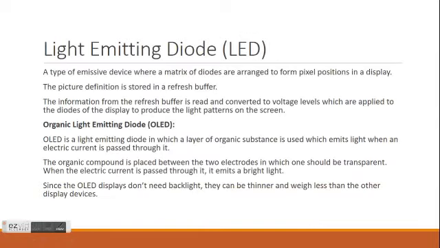The light-emitting diode is an emissive device, where there is a matrix of diodes that are arranged to form pixel positions in a display. The picture definitions of these pixel positions will be stored in a refresh buffer, and from there the information is fetched and converted to voltage levels and then applied to the diodes of the display to produce the light patterns on the screen.